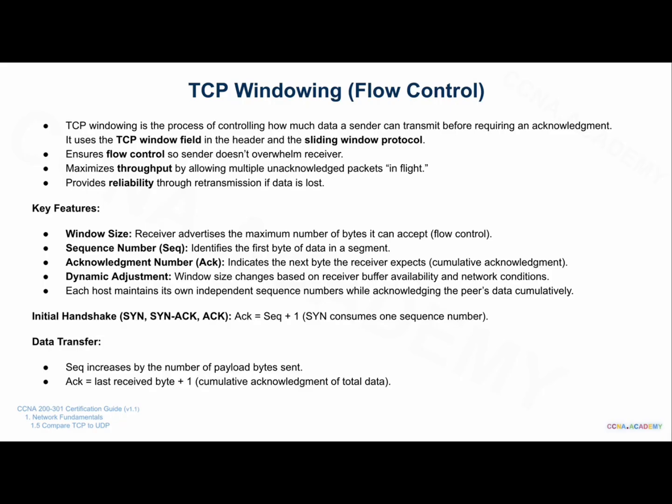TCP windowing is the mechanism that controls how much data a sender can transmit before waiting for an acknowledgement. It ensures the sender does not overwhelm the receiver while keeping data flowing efficiently. During the initial handshake, the acknowledgement is always the sequence number plus 1, since the SYN flag consumes one sequence number. Once data transfer begins, the sequence number increases by the number of bytes sent, and the acknowledgement reflects the last received byte plus 1, confirming that all data up to that point has been received successfully.